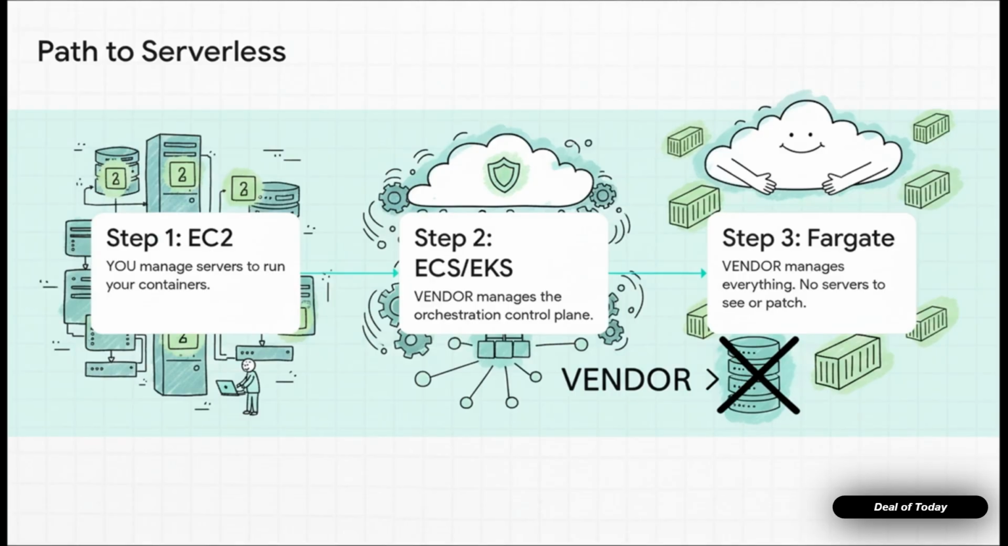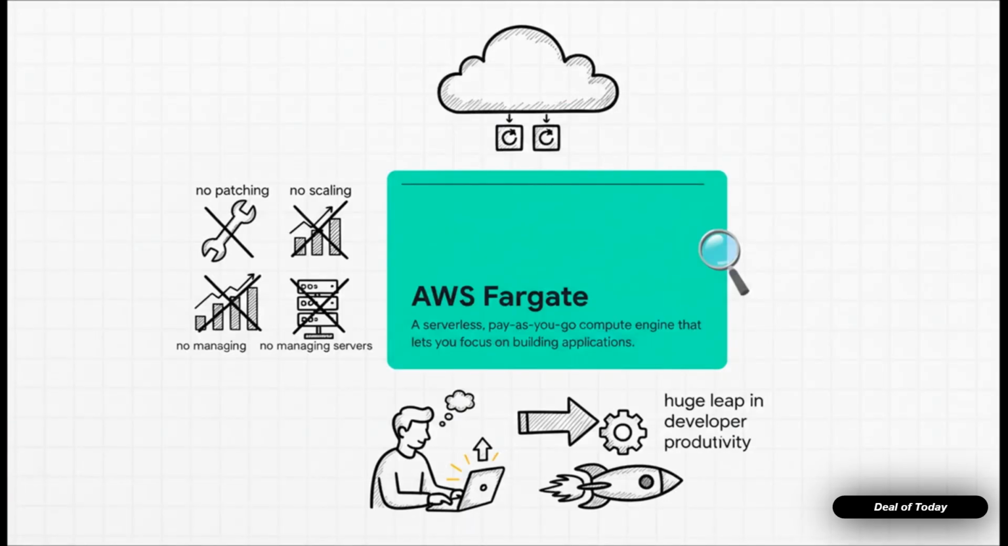That's where the vendor manages literally everything. You don't even see the servers anymore. And that brings us to things like AWS Fargate. This is the ultimate abstraction at this level. You just hand it your container and say, run this, and it does. No more patching, no more worrying about scaling, no more managing servers at all.